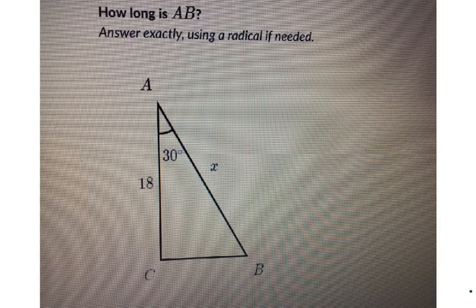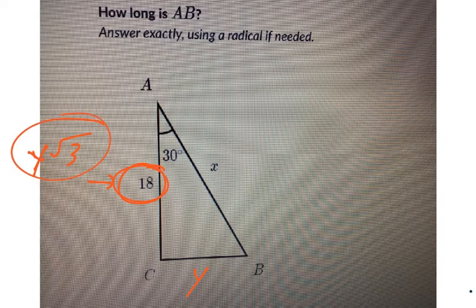Okay? All right. Back to the 30, 60, 90. This is one of the tougher ones again. They gave us the medium side. Remember, the medium side is the short side, let's call it y, times the square root of 3. The medium side is always square root 3 times bigger than the short side.